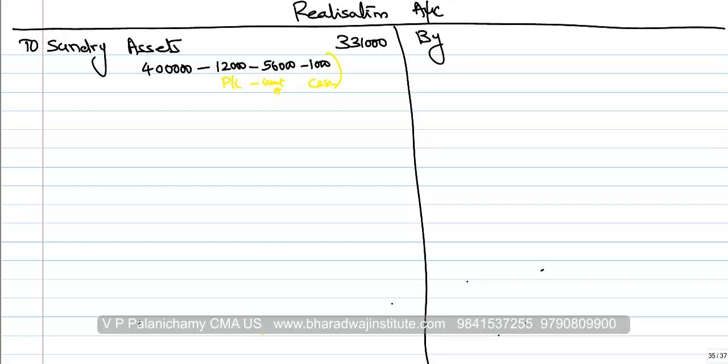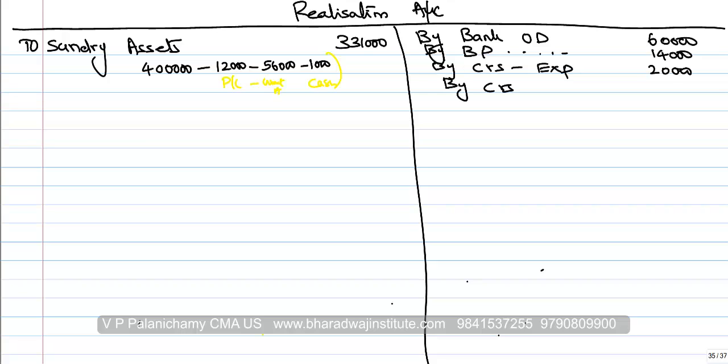From the end, let us go back. What is the last item? Bank OD. How much? 60,000. Then bills payable 14,000. Then creditors for expenses 20,000. Then creditors for goods 76,000.